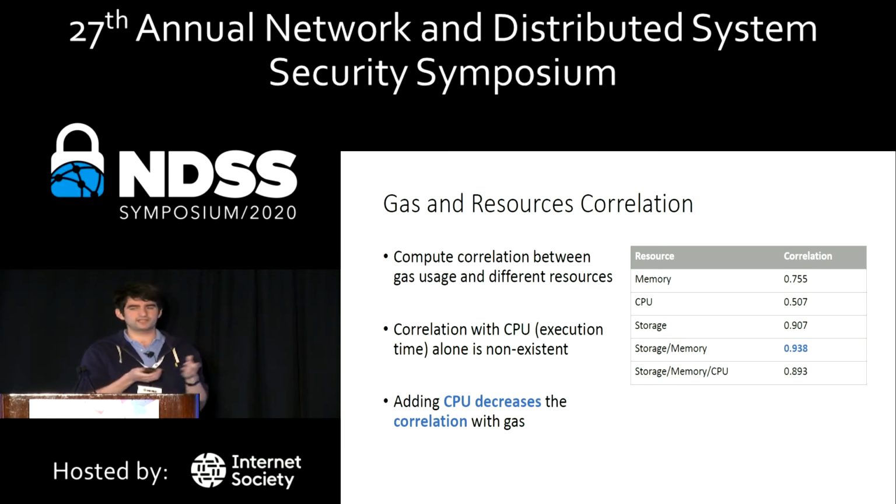And then we tried to aggregate different metrics. We aggregated storage and memory, and we see that this actually increases the correlation, which is what we expected. But one thing we did not expect is that if we add the CPU, so the clock time, into this correlation, then the correlation decreases. That shows us that there are probably some programs which are quite slow, but that doesn't really increase the gas cost or the price that the person sending the transaction needs to pay.